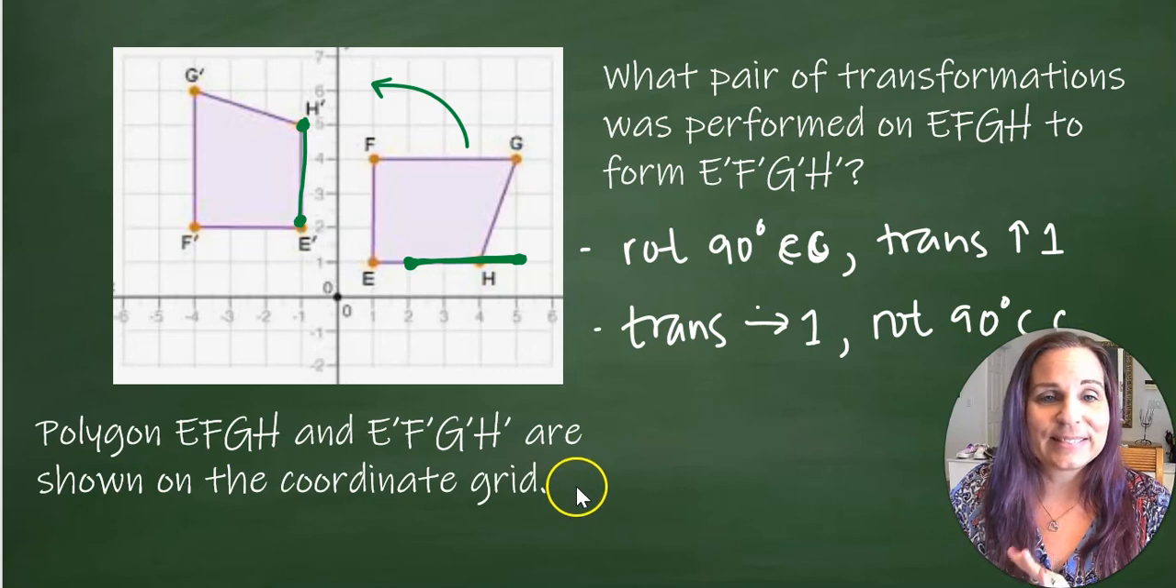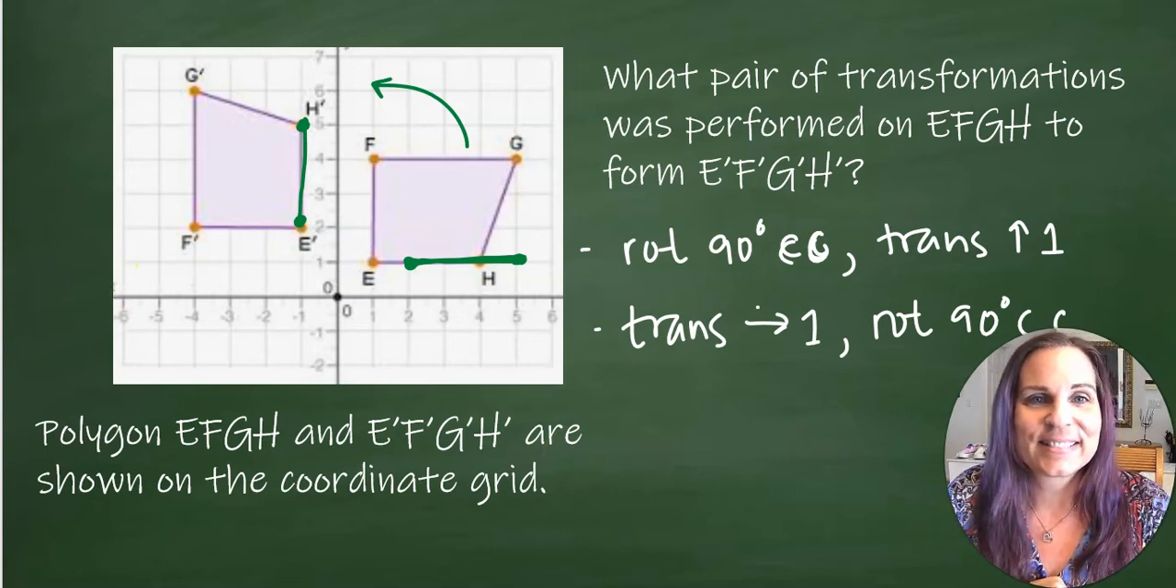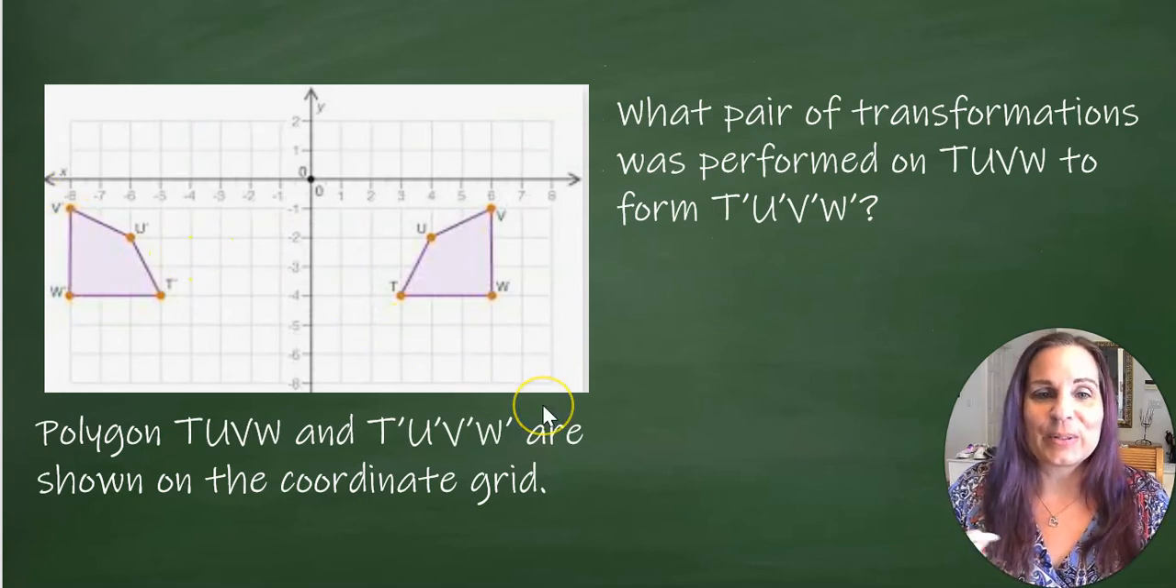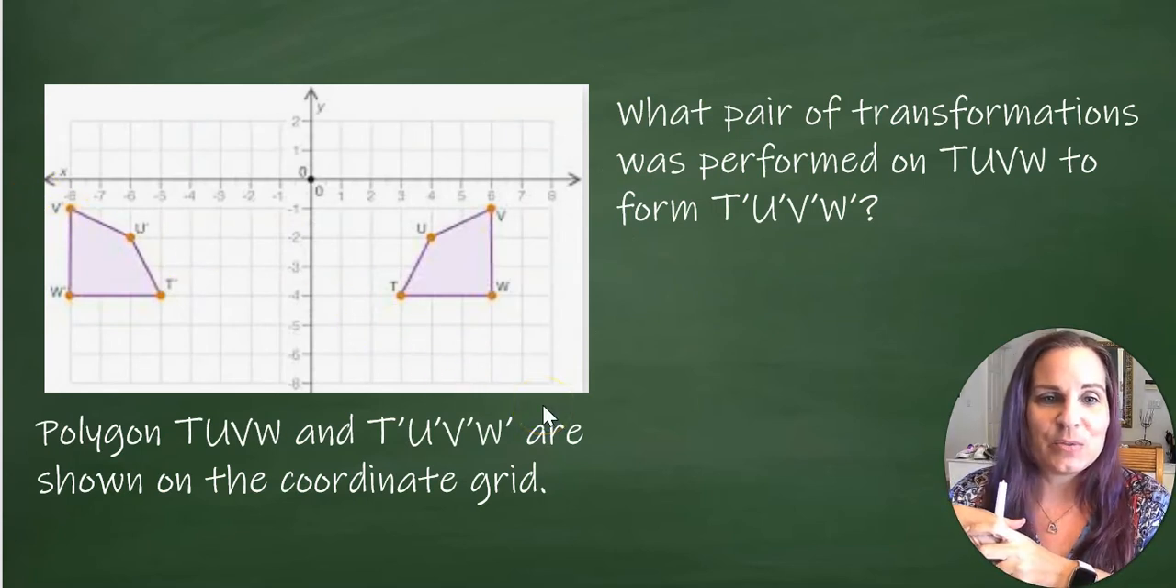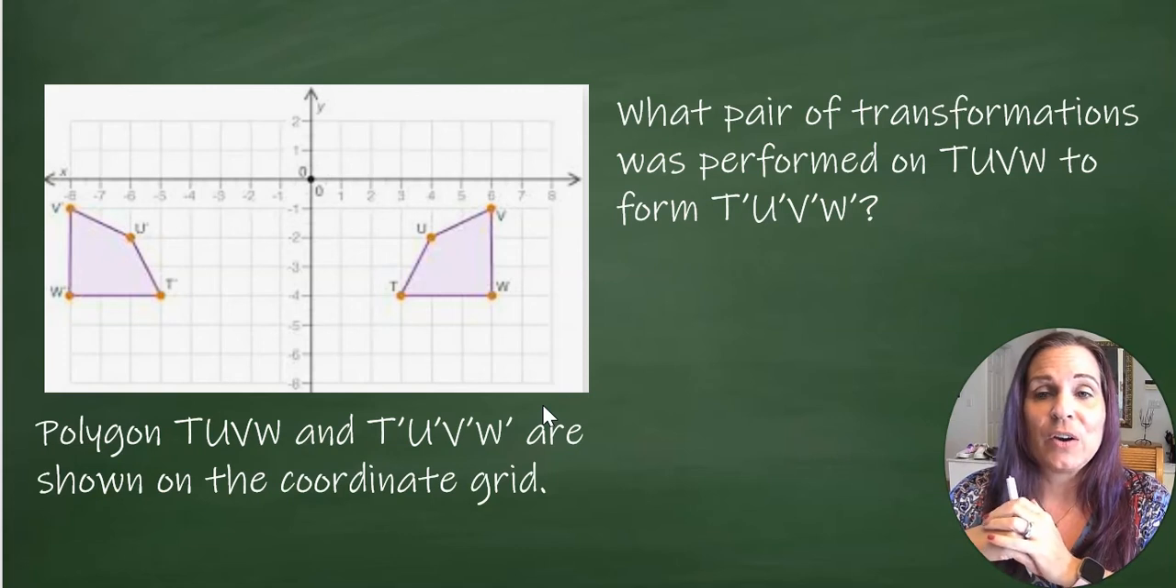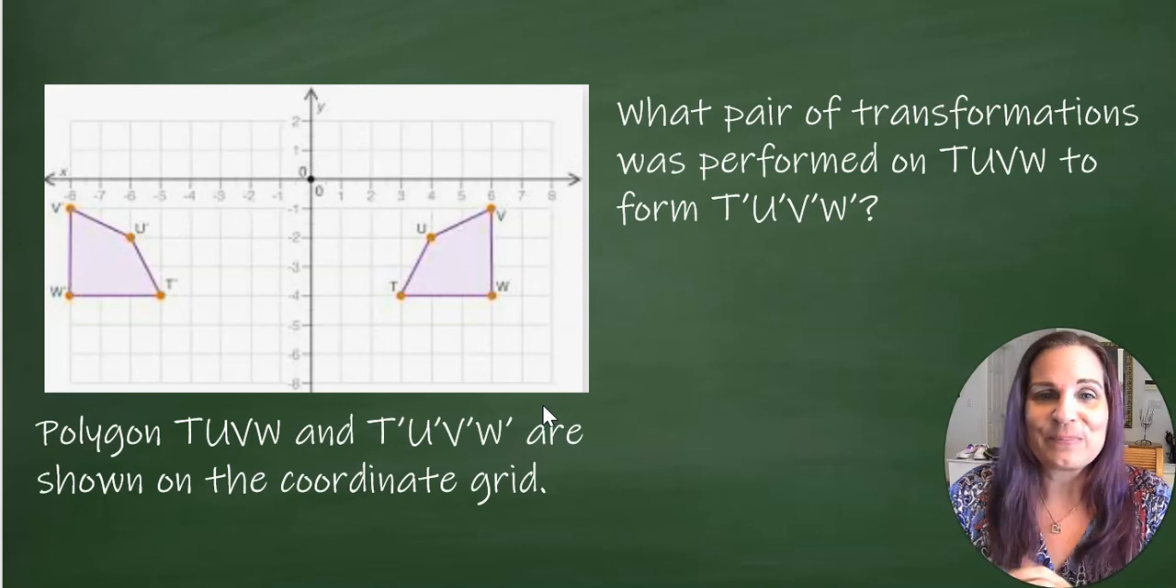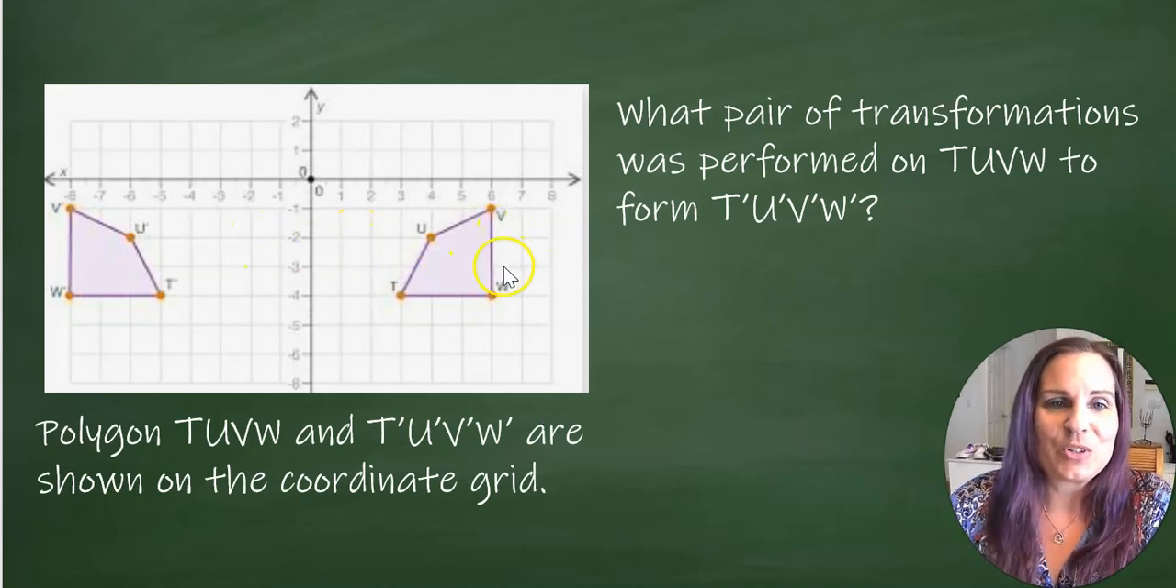Either way, those two transformations will take us from the pre-image to the image. All right, similar question. We've got polygon TUVW, so the pre-image and its image are shown on the coordinate grid. What pair of transformations was performed on TUVW to form T prime U prime V prime W prime? So we have to look for which one is the original first, right? So it looks like this one on the right is our original.